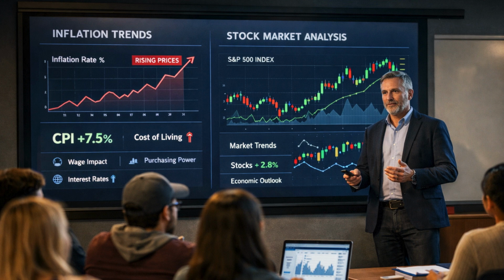How do governments track inflation? How do investors measure stock market performance? How do businesses compare economic growth across years? The answer lies in a powerful statistical tool called index numbers.